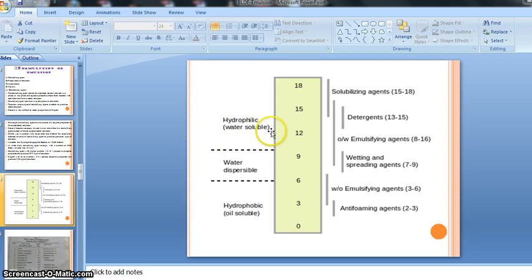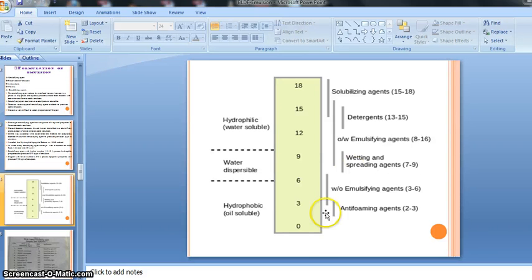Hydrophilic is water soluble, then water dispersible, and hydrophobic is oil soluble. This scale on its left side is divided into three parts: the hydrophilic part, water dispersible, and the hydrophobic part, that is oil soluble, right? And on its right side there is an arrangement of the various types of emulsifying agents, and each emulsifying agent has its unique properties, right?